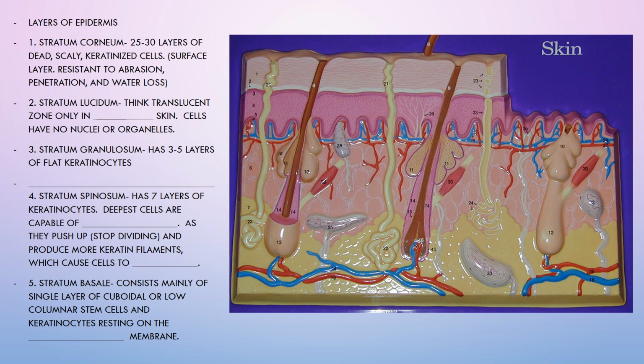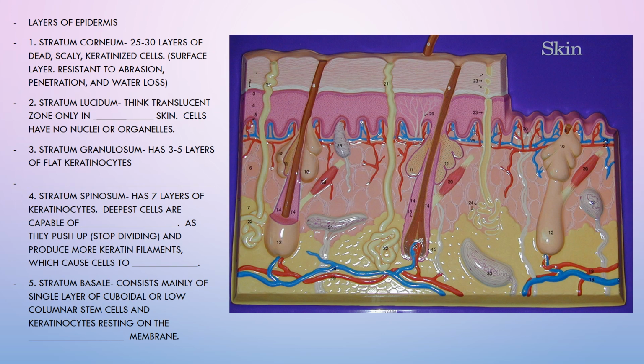Not all 5 of them are throughout your entire body though. Okay, so as we progress, you're going to see this. Number 1 is going to be stratum corneum. Your stratum corneum layer, remember, is thick. You can see here that it's thick, but it's keratinized cells. So they're dead, they're scaly. This is the layer that's going to be resistant to abrasion and penetration. It's also going to help prevent water loss.